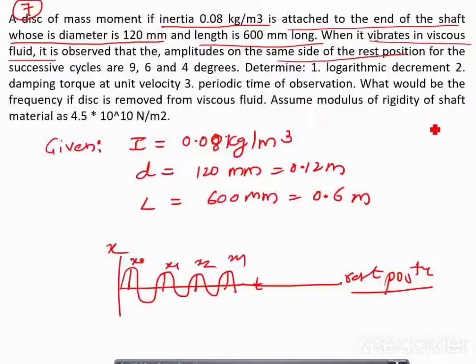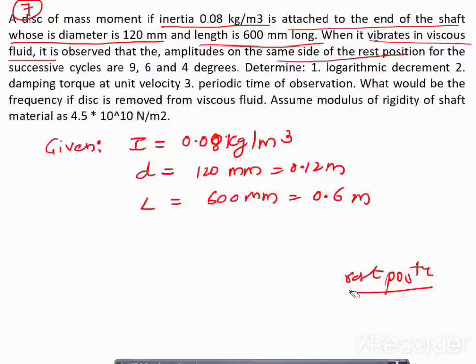Assume the modulus of rigidity of the shaft material as 4.5 × 10^10 Newton per meter square. Okay, so I will just erase this figure and then we'll move on to the next part. I hope you have understood this problem. So let's solve. What is the first step?